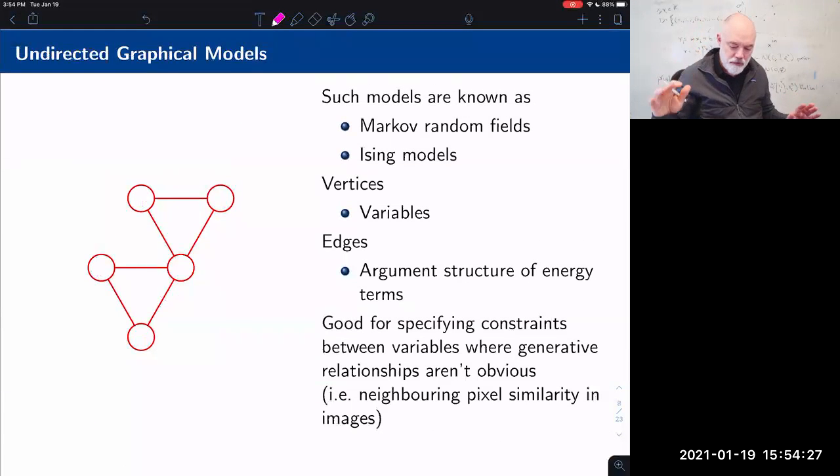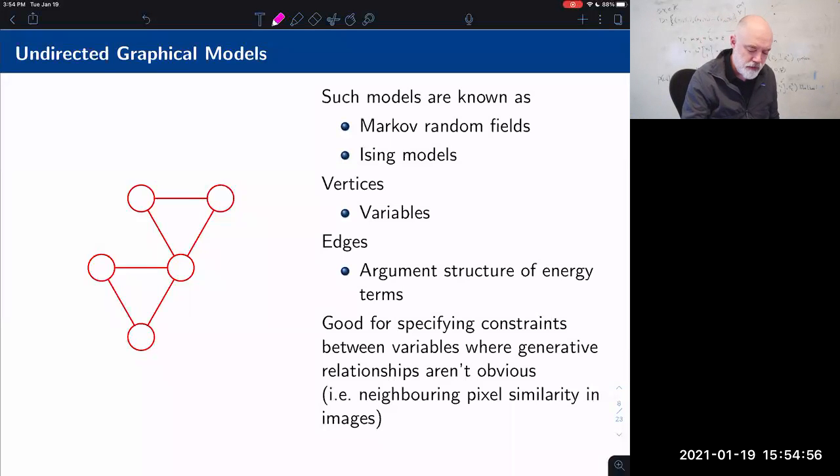So undirected graphical models are super cool, but again, we're not going to touch them very much in this course. These models are known as Markov random fields or Ising models. Vertices are variables, and the edges are argument structures of energy terms, and they're good for specifying constraints between variables where generative relationships aren't obvious. In other words, neighboring pixel similarity in images, or spin states in ferromagnetic materials, or something like that.